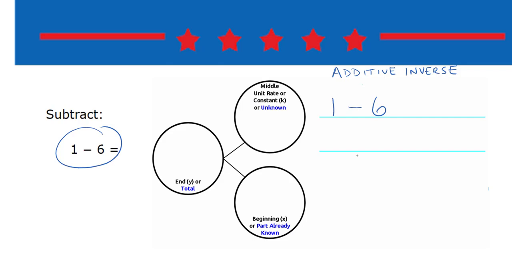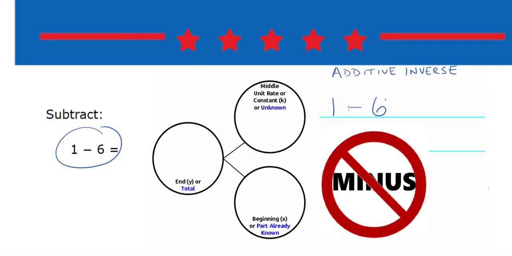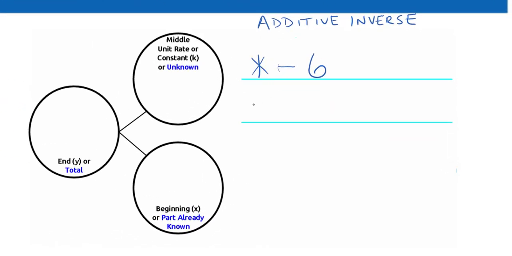Because if I read this right now, I would read it as 1 minus 6, and I don't want that. I don't want that minus word coming out of my mouth. So I'm going to cross off and just rewrite that first number. I'm going to then change it to addition. We're going to make everything addition again.